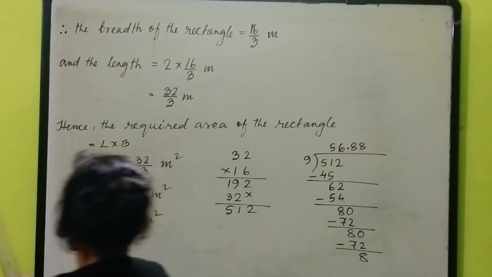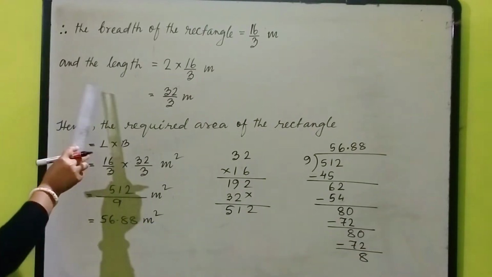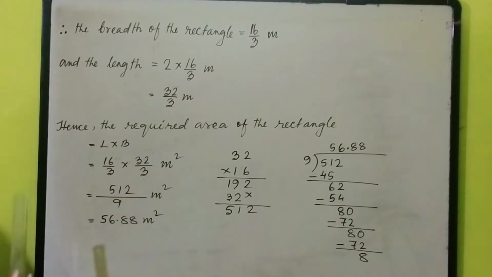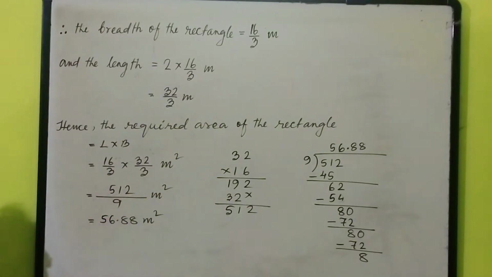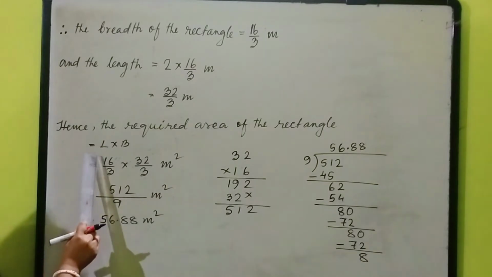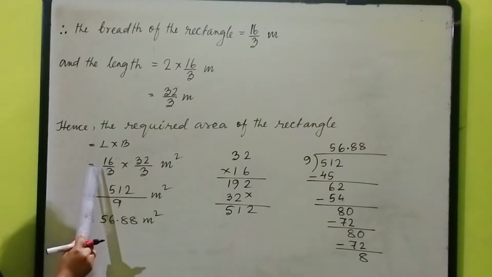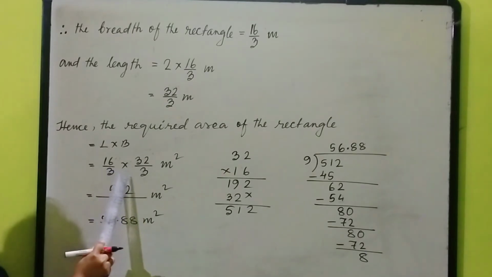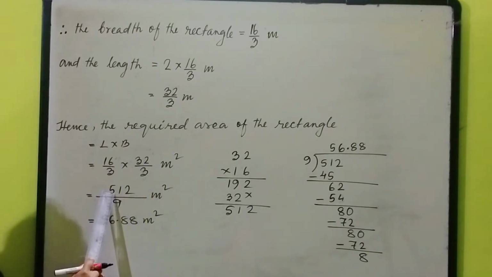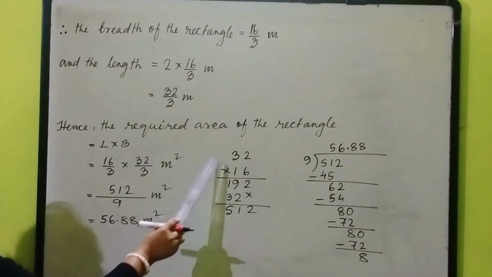Therefore the breadth of the rectangle is this, and the length of the rectangle is twice the breadth. Already we know, 2 into 16 by 3 meter, that is 32 by 3 meter. Hence the required area of the rectangle equals length into breadth. That is 16 by 3 into 32 by 3. That means 512 by 9 square meter, that is 16 into 32, here I have shown 512.